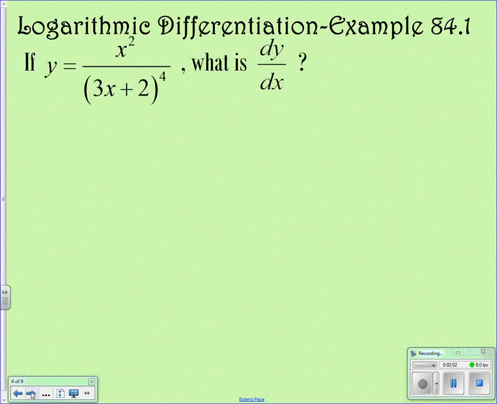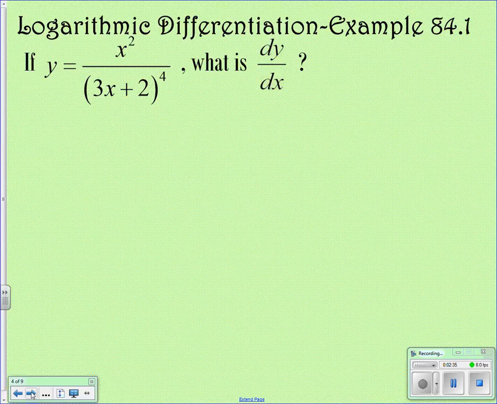So we have a function, y equals x squared over (3x plus 4) to the 4th, and we want to find the derivative. Now, we could find the derivative of this using the quotient rule. It wouldn't be that difficult. However, the next couple of examples are going to be ones that you would not want to try and use the quotient rule to find, because it would end up looking very chaotic. So what we're going to do instead is practice on this one that's not too difficult, and then we're going to go to another example where we'll use logarithmic differentiation.